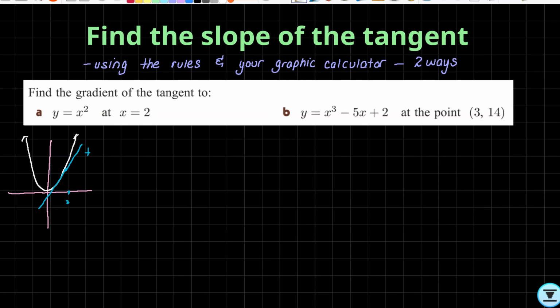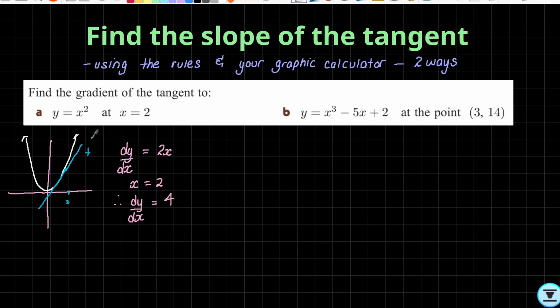Anyway, let's get back into the nitty-gritty. Let's find the gradient of the tangent now. We do the same thing using our rules from before. So dy by dx, or if you want to write f dashed of x, that's okay too. dy by dx equals 2x. And instead of leaving it like that, we say, when x equals 2, let's sub that in. So dy by dx is 2 times 2, which is 4. It's positive, so that makes sense, and it will be pretty steep.